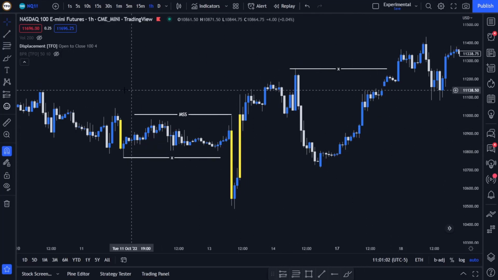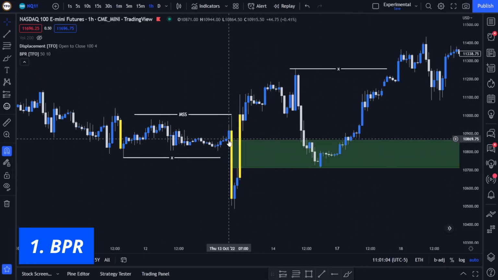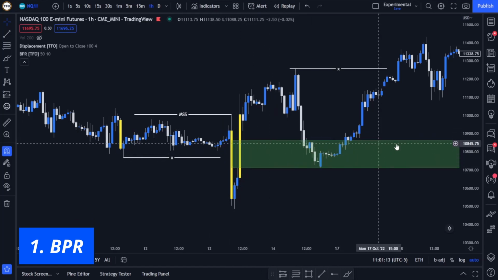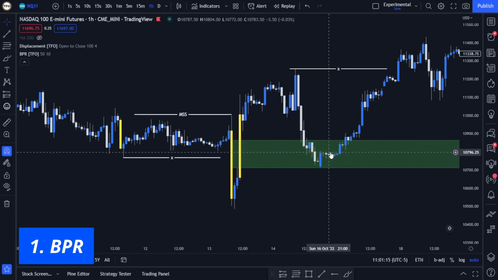So first, you could say we have a balanced price range. If I turn on that indicator, we can see we have fair value gaps on either side. If we take the overlapping area between the two and extend that out in time, we can see price respected that area pretty well.